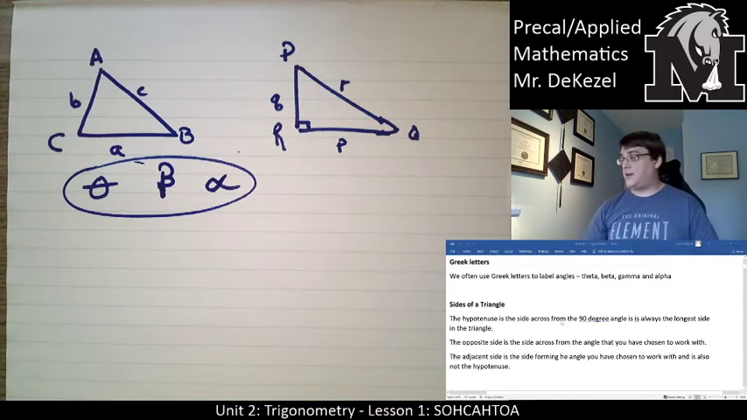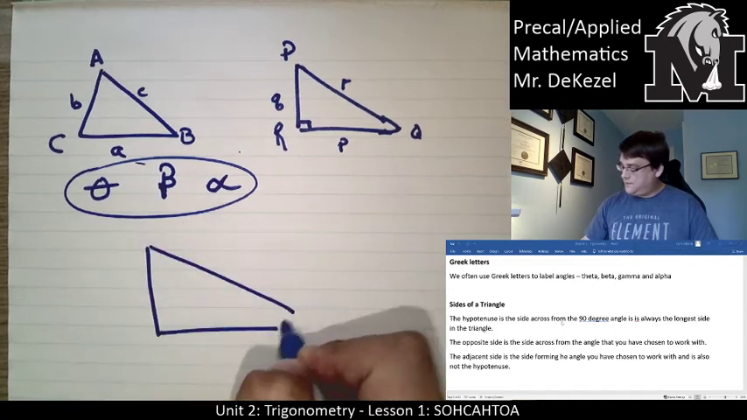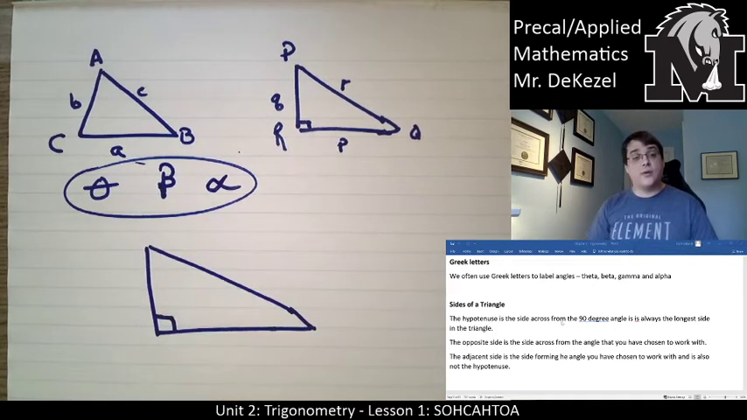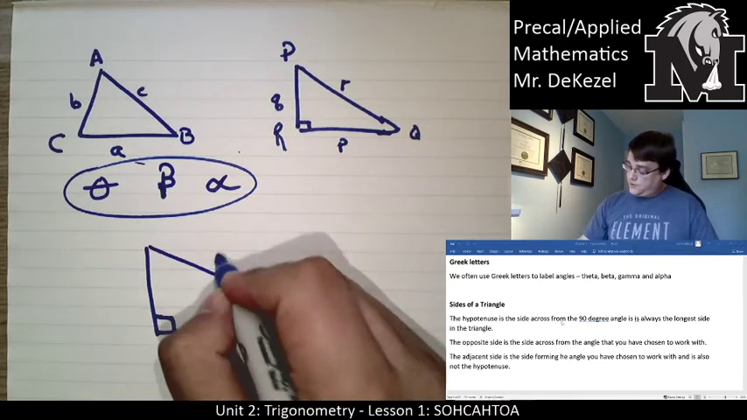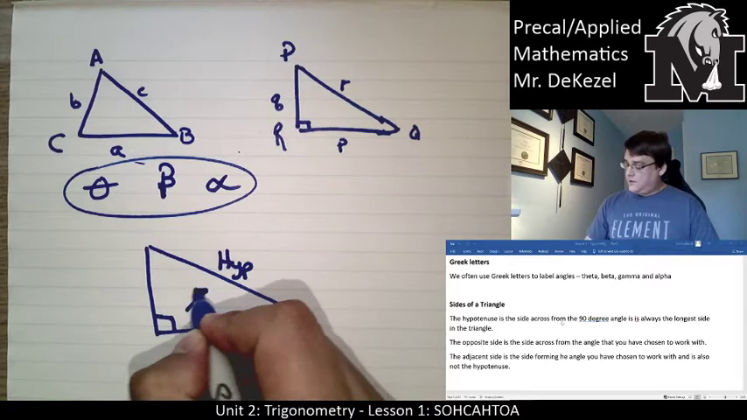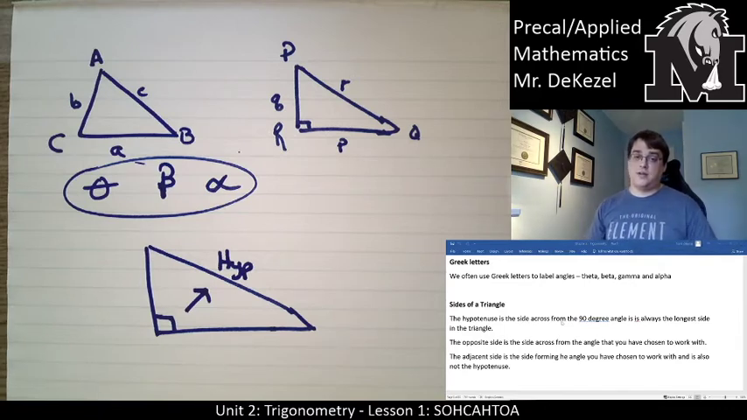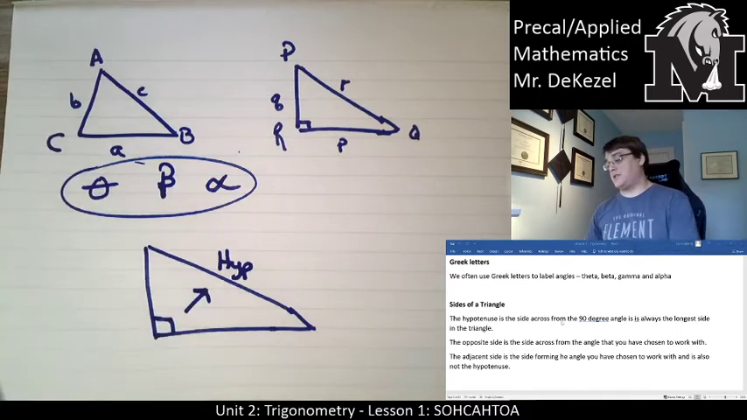So we can also label sides according to an angle of interest if it is a 90 degree triangle. So we have a triangle that is 90 degrees. That square in the corner means that that is a 90 degree angle. The hypotenuse is always across from that right angle. The other two sides depend on what we're interested in at the time. But essentially, the opposite side is across from the angle that we've chosen to work with, and the adjacent side is touching the angle that you've chosen to work with, but is not the hypotenuse.